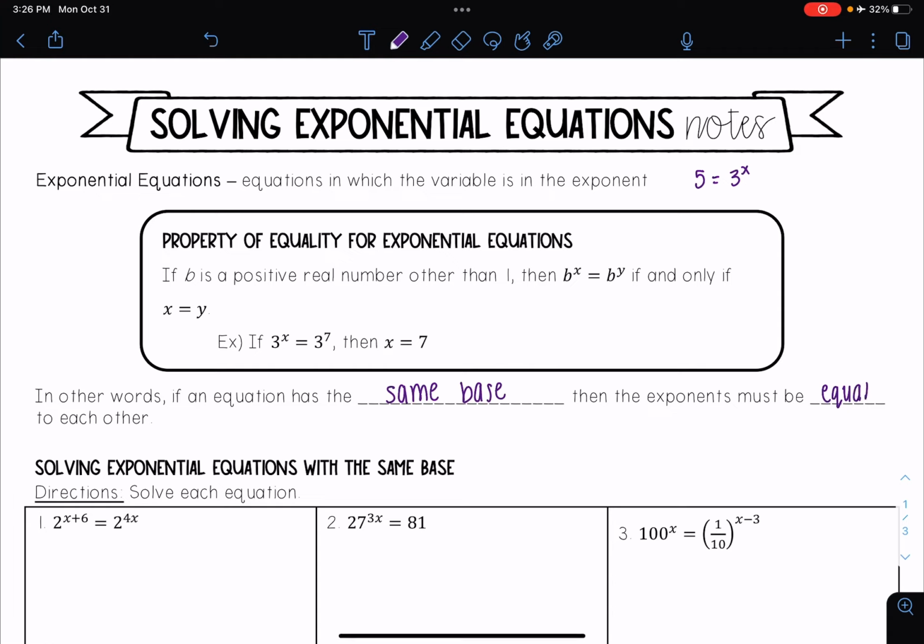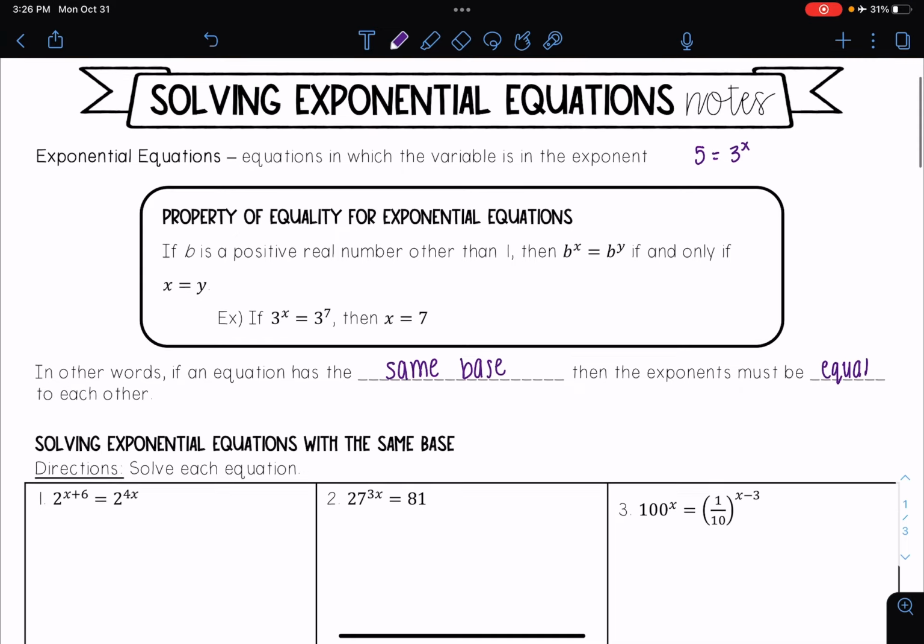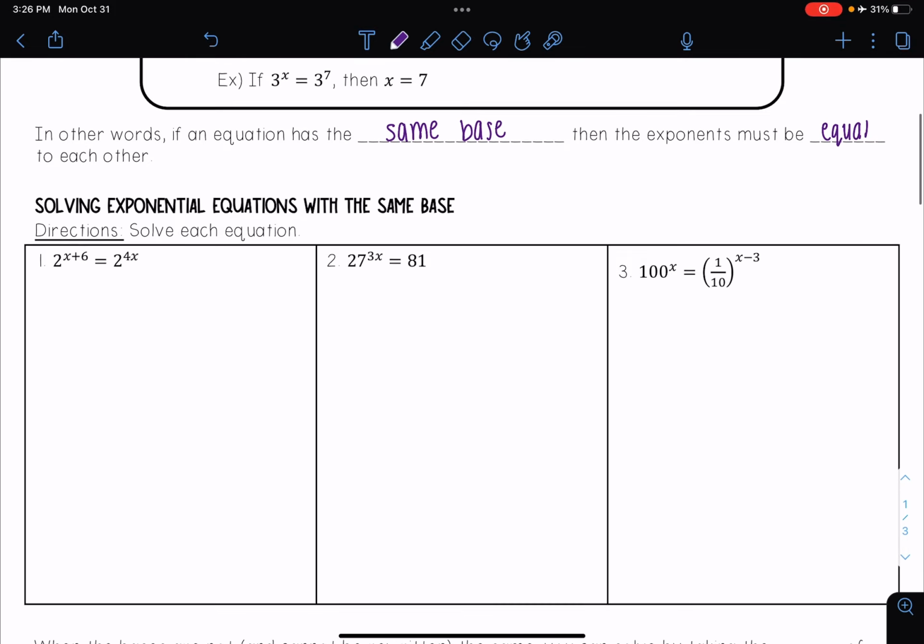So in this previous example, 3 to the x equals 3 to the 7th. The only way that statement is true is if our exponents are equal to each other. So that's why x has to be equal to 7. It can't equal 5 because 3 to the 5th does not equal 3 to the 7th. Can't be any other number except for 7. So let's use that fact to help us solve these first three equations.